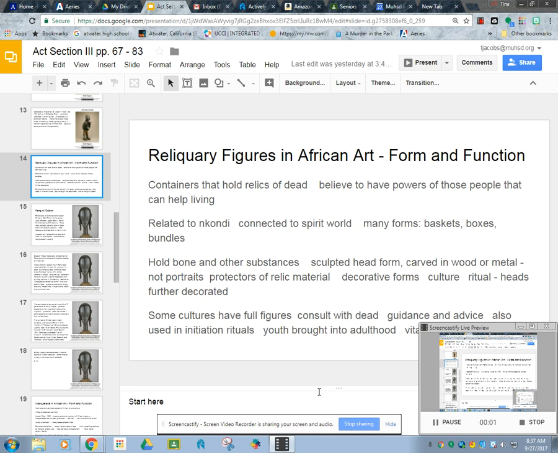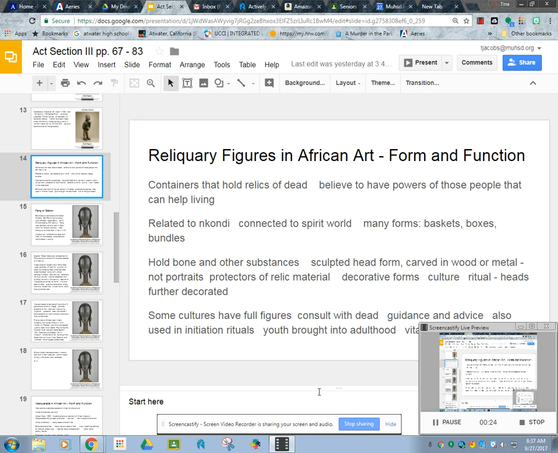In this portion, we're dealing with reliquary figures in African art. These are containers that hold relics of the dead, and they are believed to have the powers of those people that can help the living. These are related to Nkandi figures because they are connected to the spirit world, and reliquary figures can take many shapes.